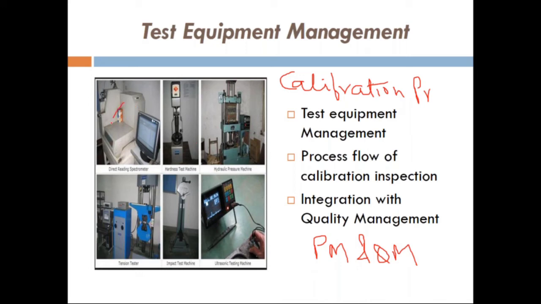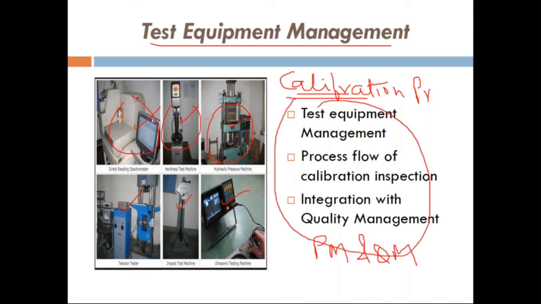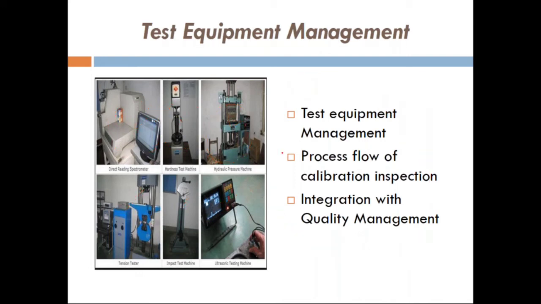In the quality department, they use some equipments to check the quality of the materials. These equipments, again, periodically they will check whether it is working properly or not, whether it is giving the correct results or not. So that is called test equipment management. They will calibrate it. So how to do that calibration in the system, we need to understand. From the QM side, we call it calibration inspection. From the PM side, they call it test equipment management.